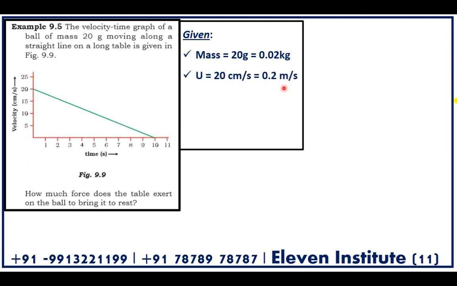But I have to convert it into meters per second. Hence I will divide this by 100. Right? So 20 upon 100 will give me 0.2 meters per second. Convert to meters per second. Always be aware. Velocity should be in meters per second. Mass should be in kilogram whenever you are trying to find force. Right? Slowly the velocity decreases and it touches over here.